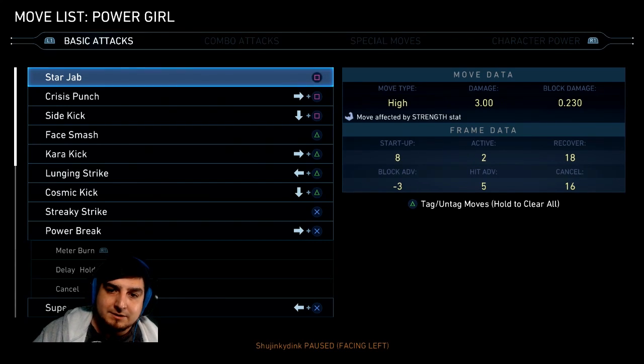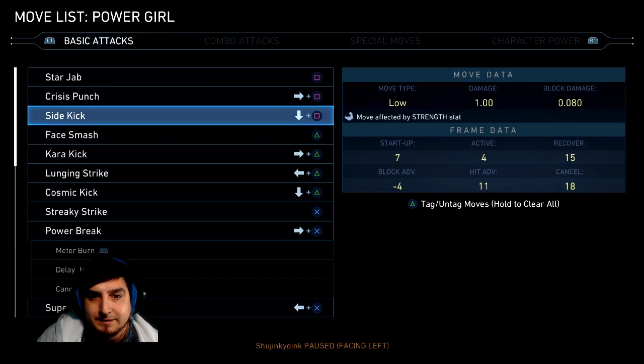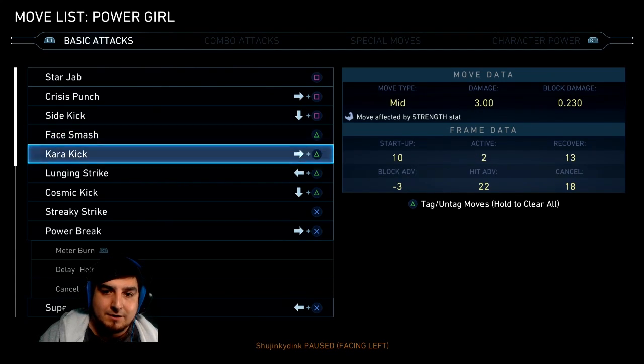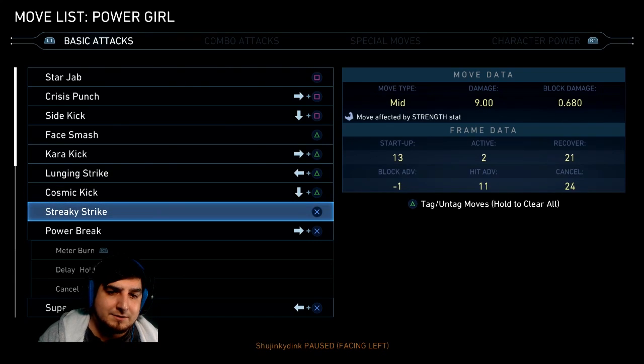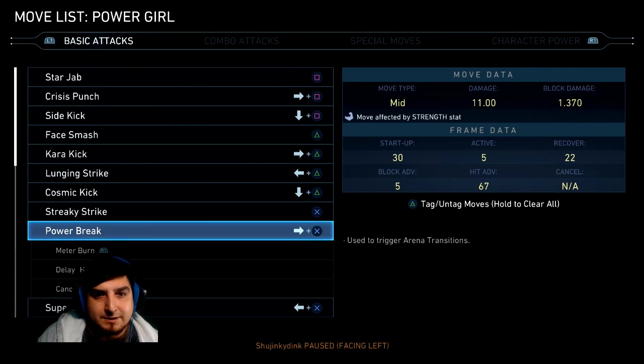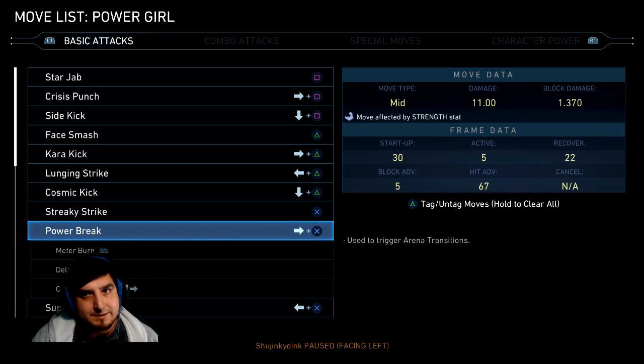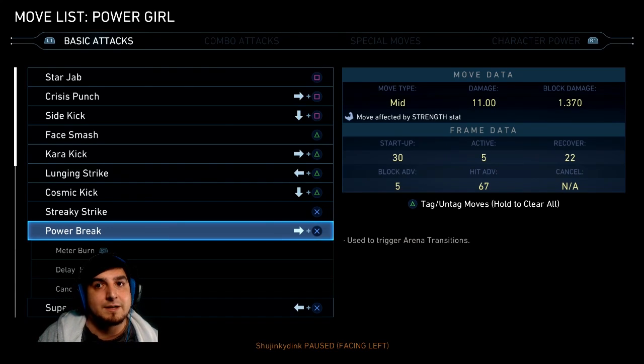We're going to start with the startup frame. That's how many frames it takes for your attack to actually become active and hit your opponent. So we're looking at Power Girl right now. We've got the standing jab, which you can see the startup frame is 8. That's relatively fast, less than 1/10 of a second. Her down 2 is 7 frames. Standing 2 is 8 frames. Generally speaking, there's not a whole lot of moves that are faster than 6 frames. If you have a move that's 6 frames, that's considered extremely fast.